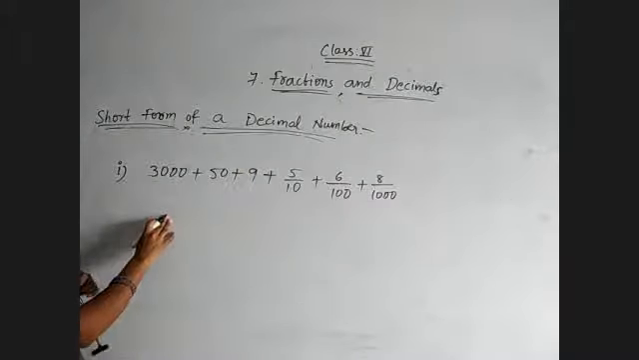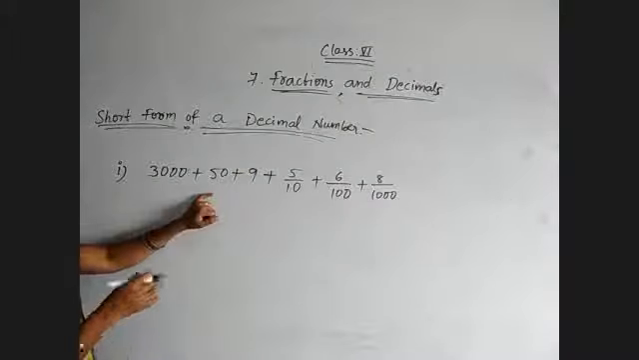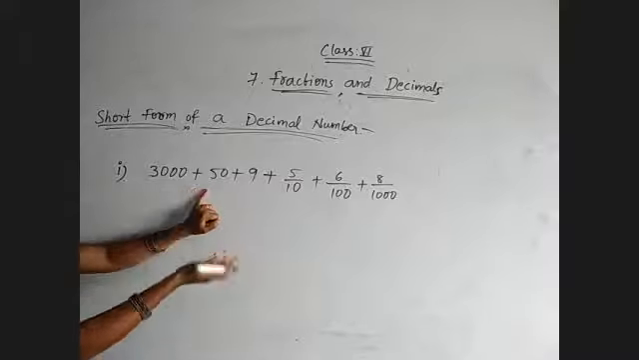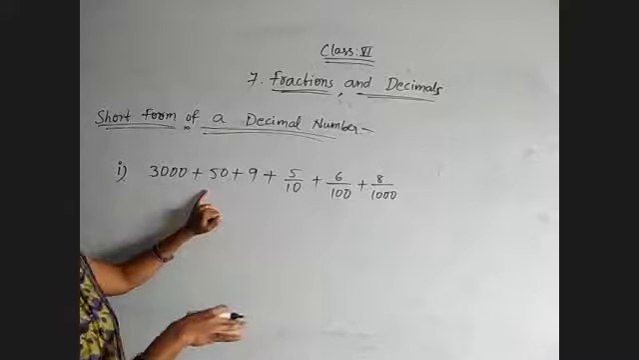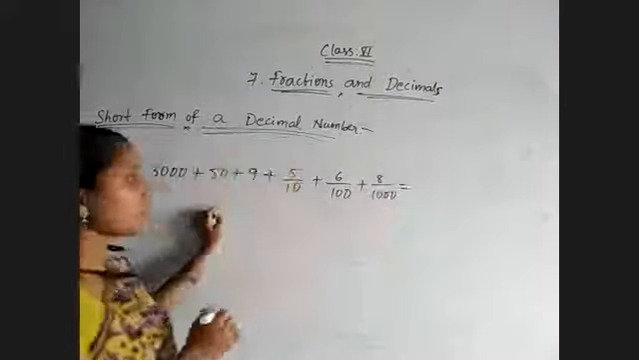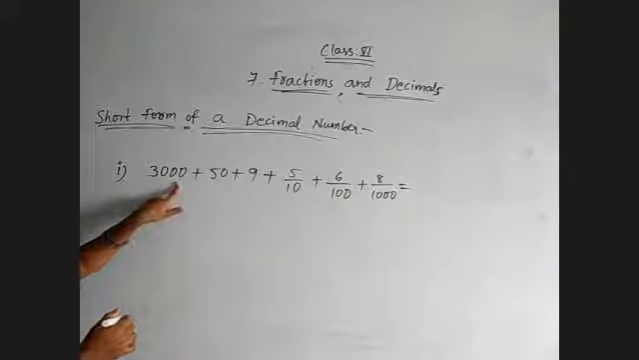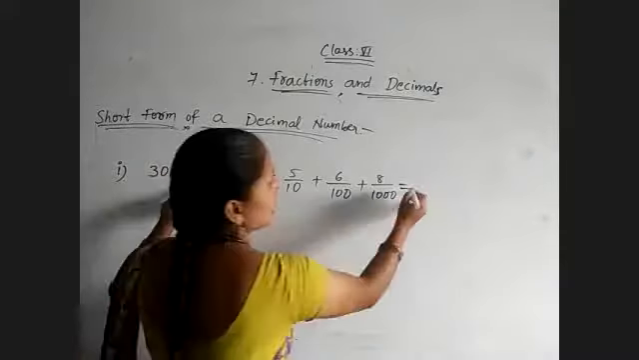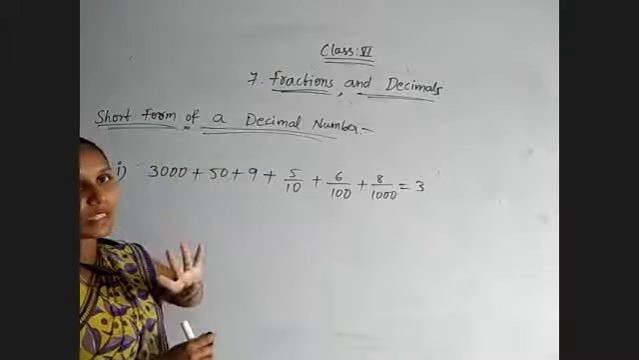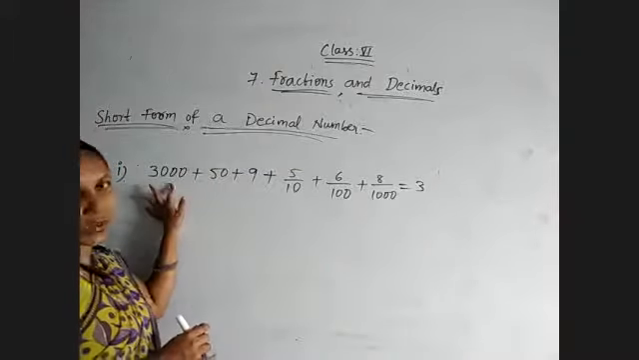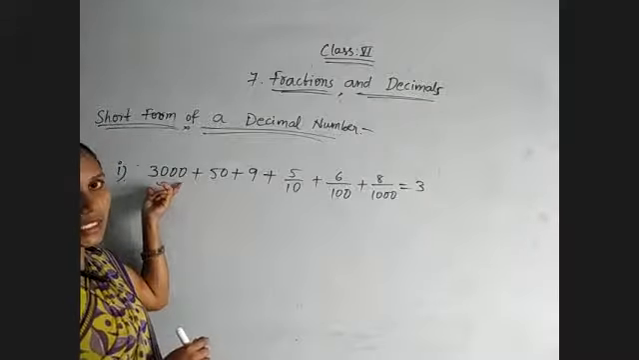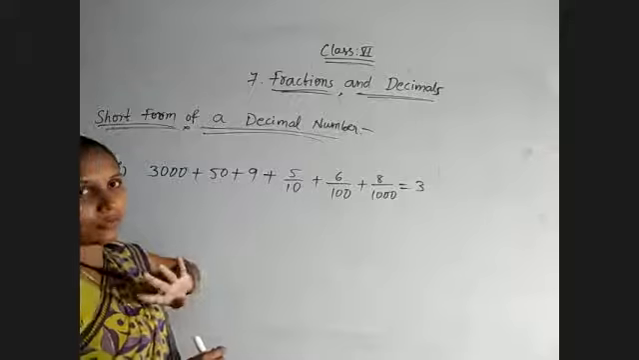Because it is given in the expanded form, I want to write it in short form, otherwise ordinary form, normal form, standard form, lowest form, whatever. Just observe this. 3 is in the thousands place. Means in the whole number part we must get 4 digits. The highest place value 3000 is there. So totally we will get 4 digits in the whole number part.